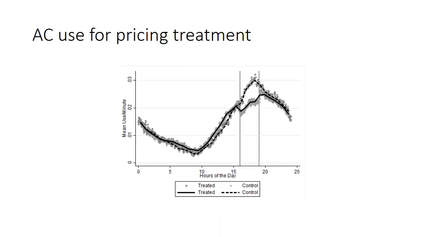And what appliance is driving that change in use? Well, AC. So this is the graph of AC use for these treated and control groups for the pricing treatment. You can see that basically all of this effect is coming from reduction in AC use during the treatment period.